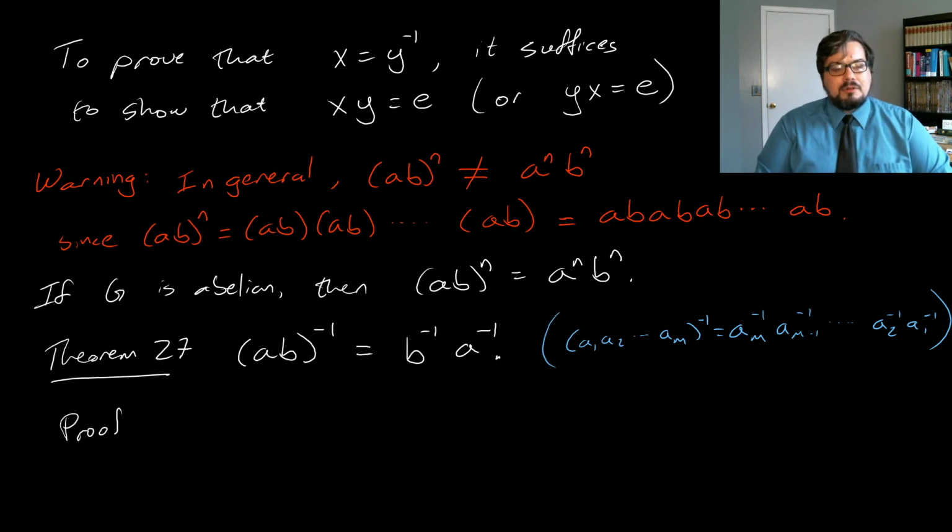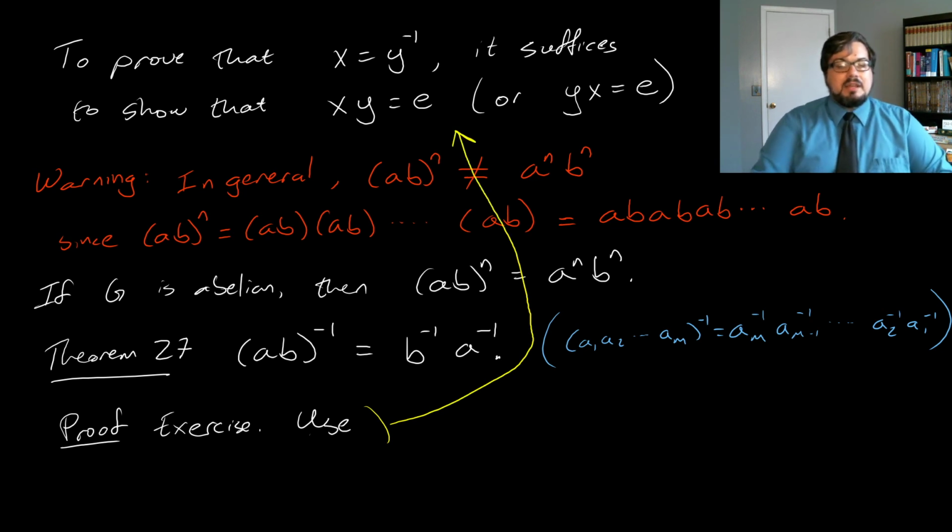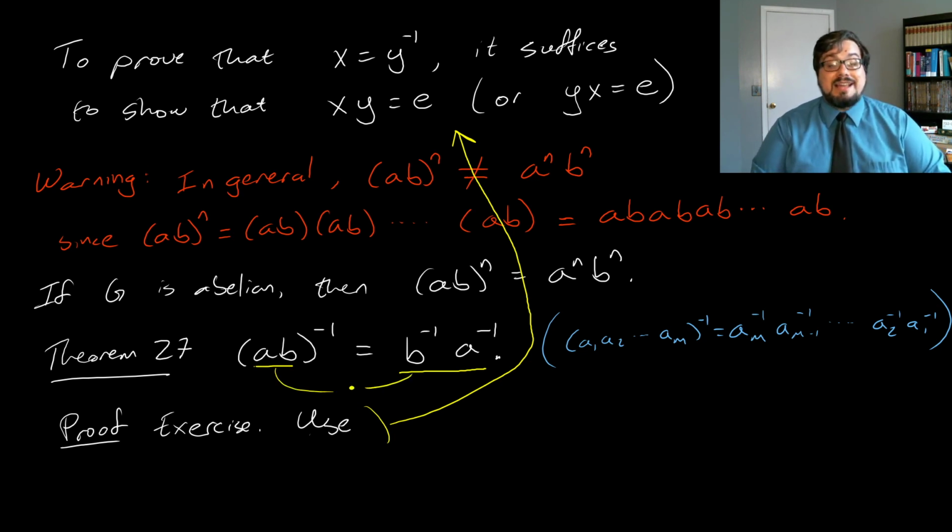The proof for this is an exercise. But you should use this fact up here. If I want to show that B inverse A inverse is the inverse of AB, what I need to do is multiply them together and show that I get the identity out of it. And if you can do that, then that's enough to prove that this B inverse A inverse is in fact the inverse of AB.